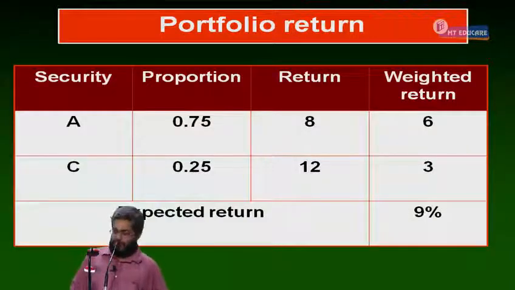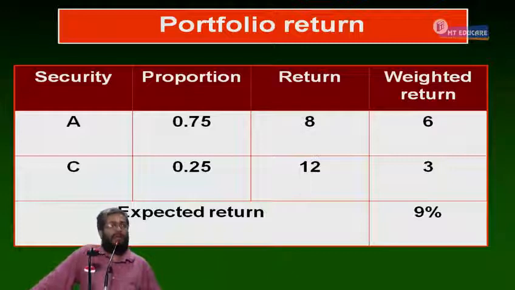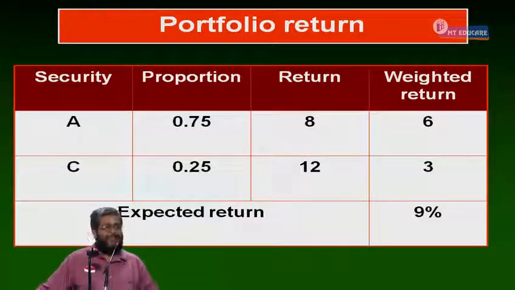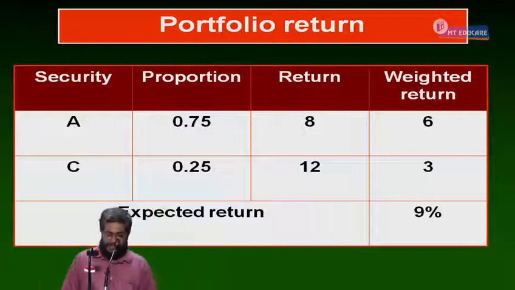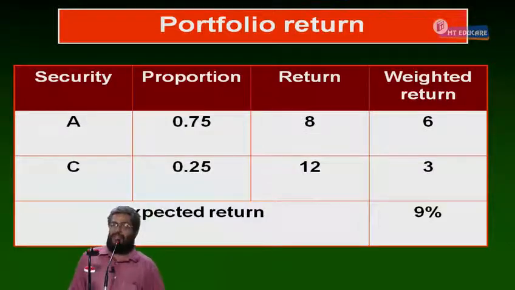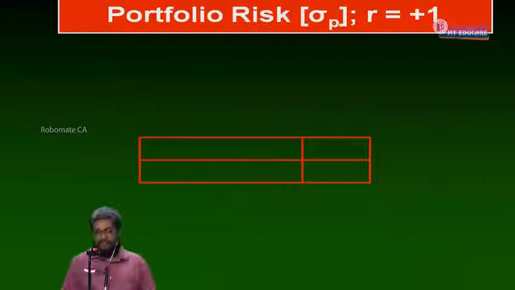Portfolio return is 9%. Now we have to find out sigma P. Everybody tell me what the formula for sigma P is. Square root of W1 square sigma A square plus W2 square sigma C square plus 2 into W1 into W2 into sigma A into sigma C into correlation of A and C. Not required. Simply W1 sigma A plus W2 sigma C. Why? Correlation is +1. Remember, write down. Next, step 3: portfolio risk.